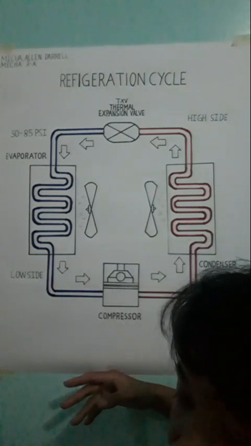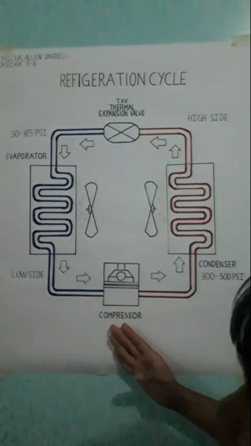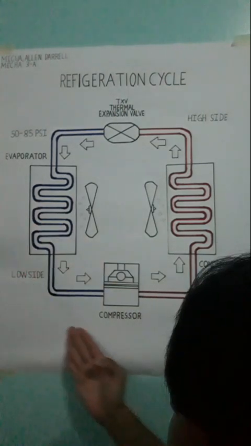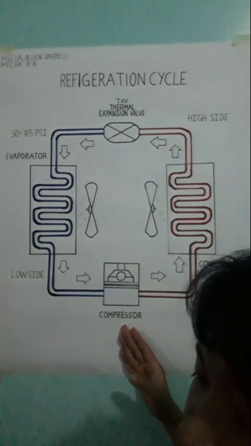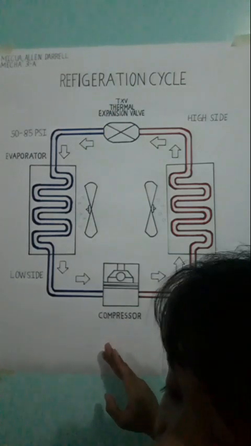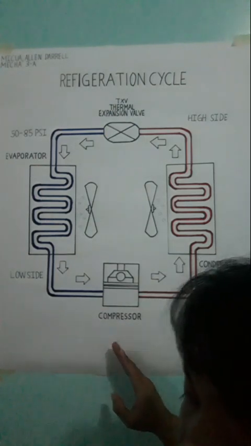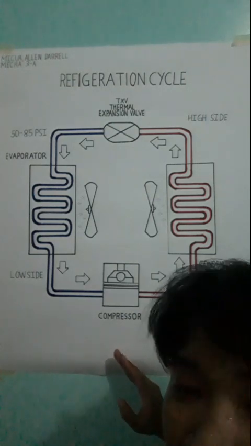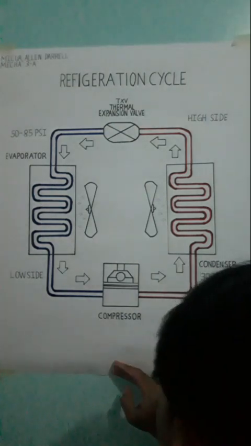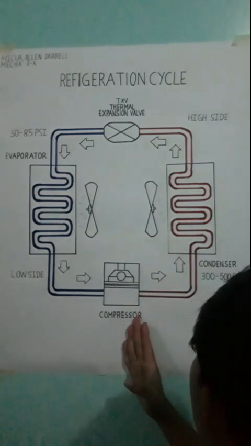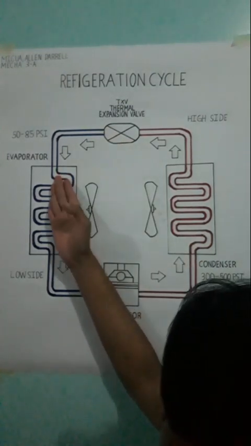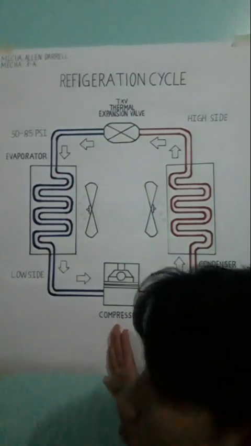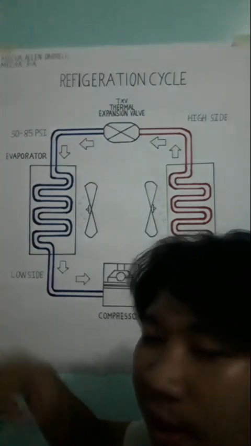Finally, the low pressure refrigerant gas returns to the compressor, and the cycle begins anew. This continuous process allows the refrigeration system to maintain low temperature and keep spaces cool. So, from the compressor again to the condenser, to the TXV, the evaporator, and again to the compressor. It's like circling around in a cycle continuously.